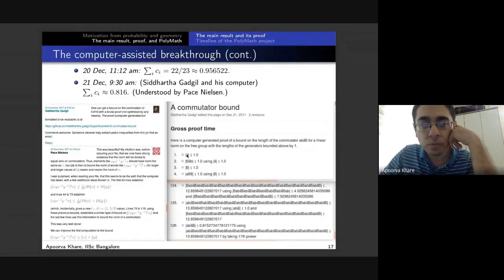So the norm of alpha bar is less than one. Therefore, the norm of beta bar is less than one using the conjugation invariance. The norm of beta bar is less than one. Therefore, the norm of alpha bar is less than one. Sorry, alpha, beta bar, alpha bar is less than one using conjugation invariance.